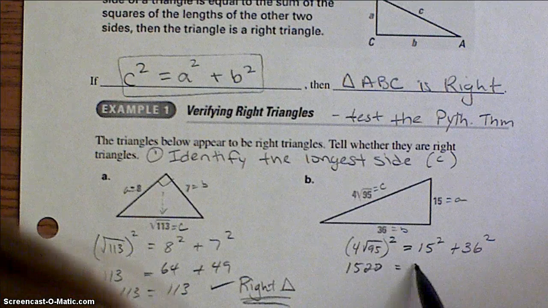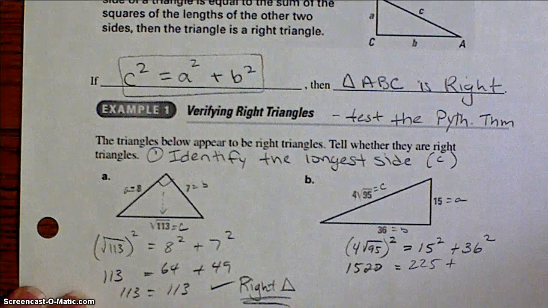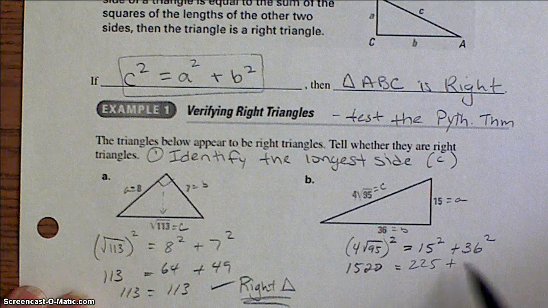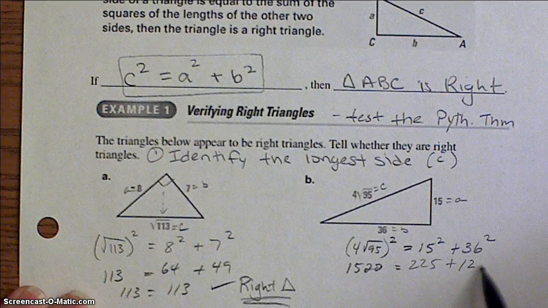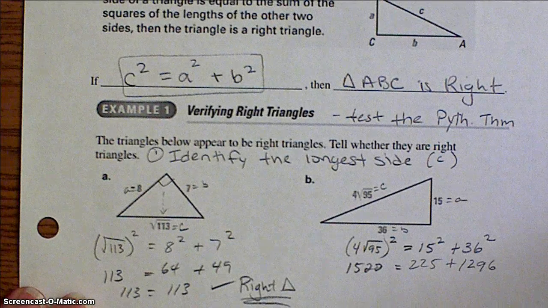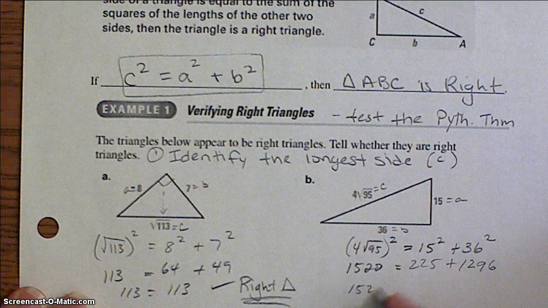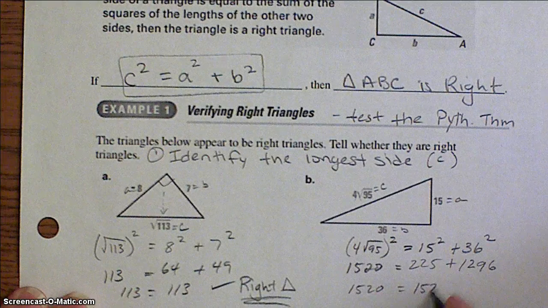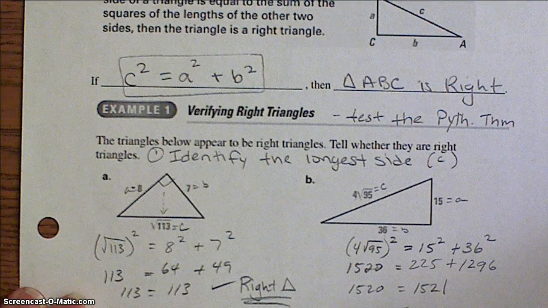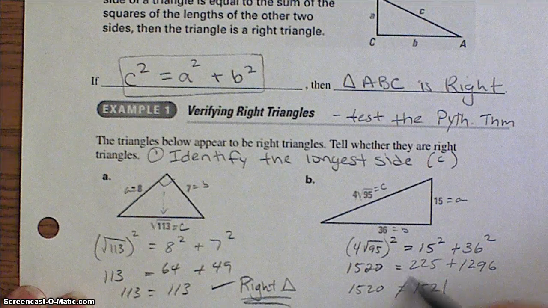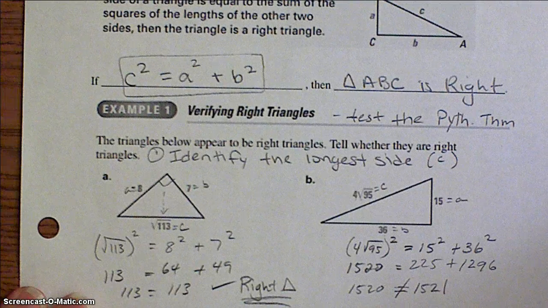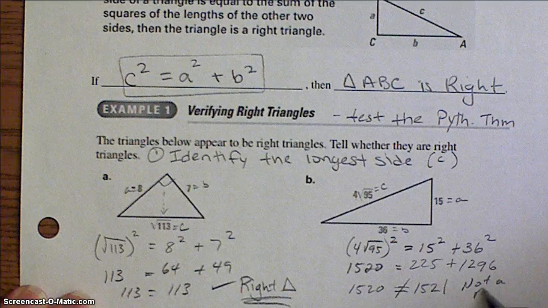So 15 squared is 225, and 36 squared is 1296. So go ahead and put these two together. You get 1521. Well, this is not true. These are not equal. So the way that you represent that is by saying, nope, they're not equal. So therefore, this is not a right triangle.